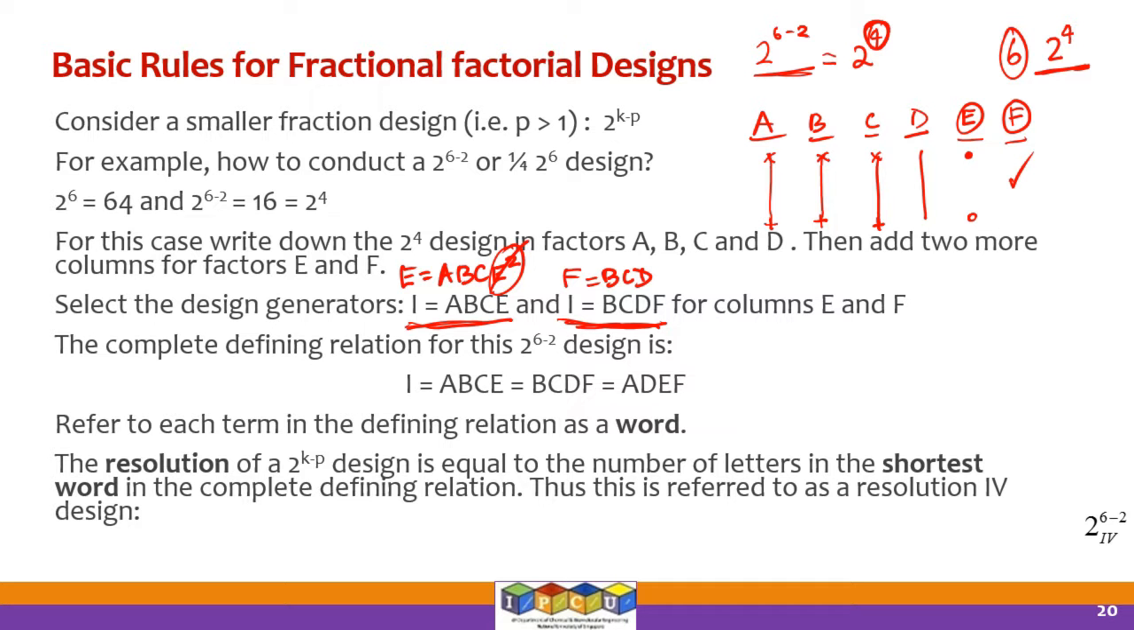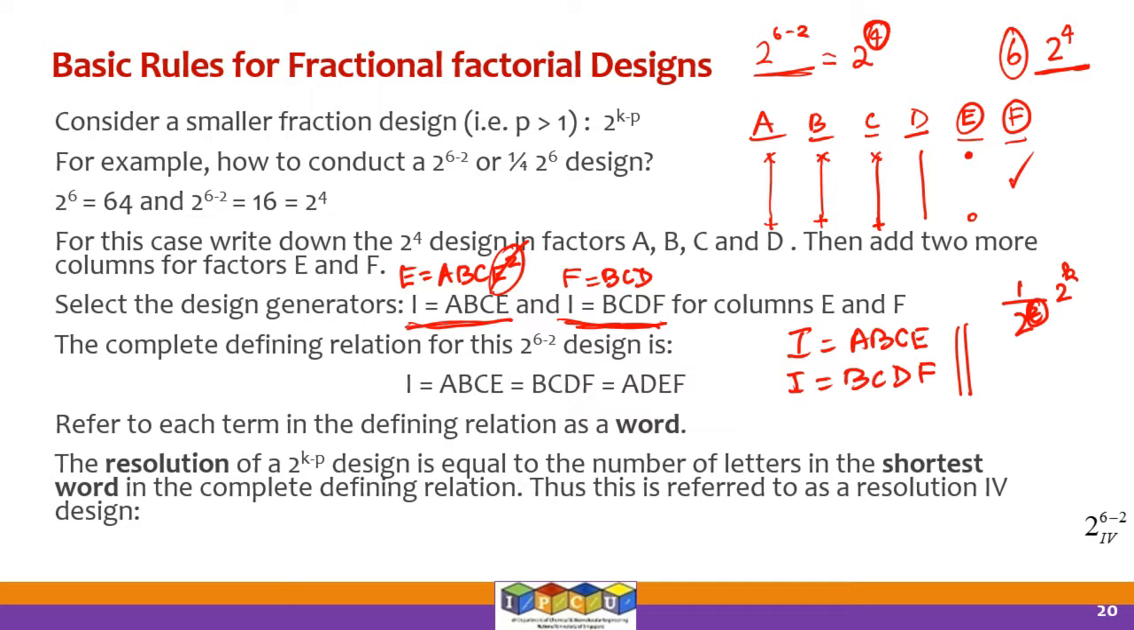And by this choice, we will also get another defining relation, right? Another defining relation which you could take. For example, I is equal to ABCE is our first generator, and I is equal to BCDF is our second generator. So we need two generators because we are doing a 1 by 2 to the power of 2 times 2 to the power of 6 design. Since we are doing a 1 by 2 to the power of 2 times 2 to the power of k design, we would need two generators, right, to get going. Therefore, these are the two generators that are used.